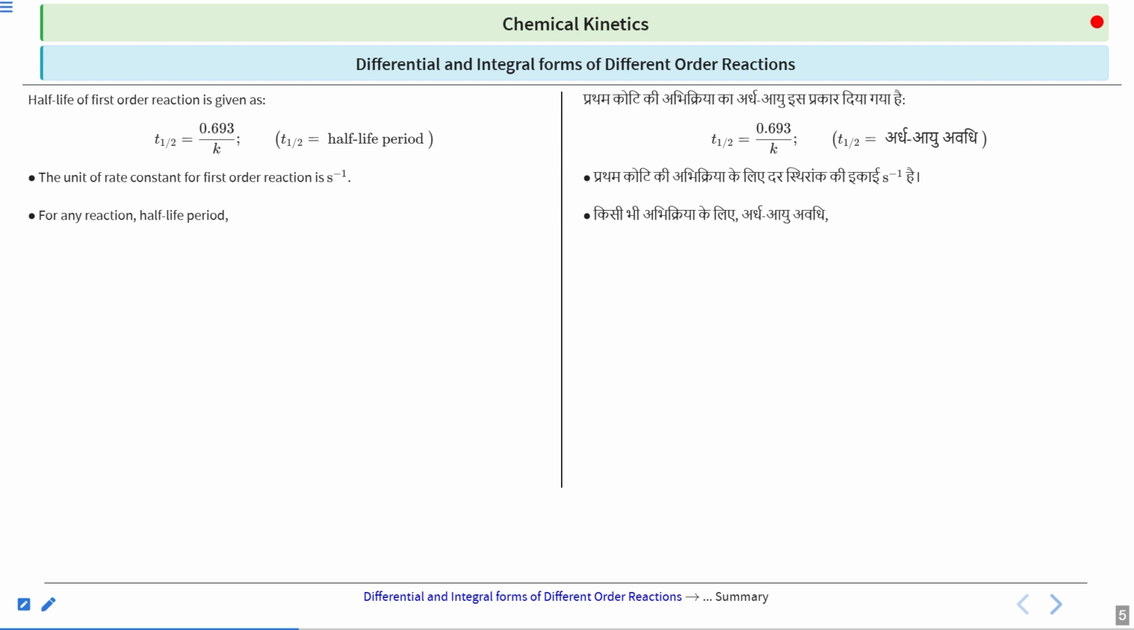Now for any reaction, the half-life period can be written as t half is directly proportional to 1 by a to the power n minus 1, where t half is the half-life, a is the initial concentration, and n is the order of reaction.